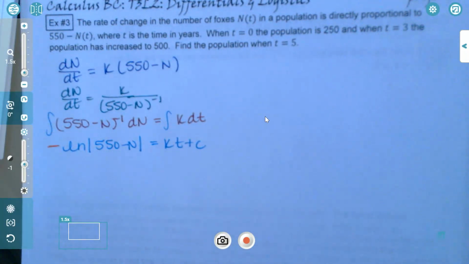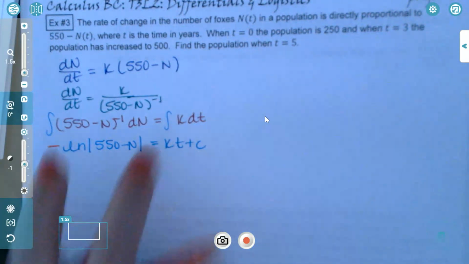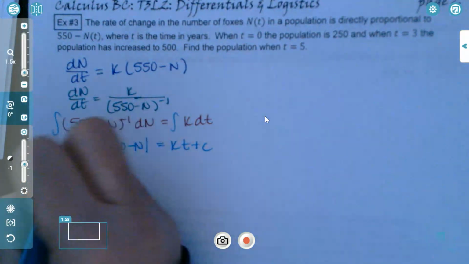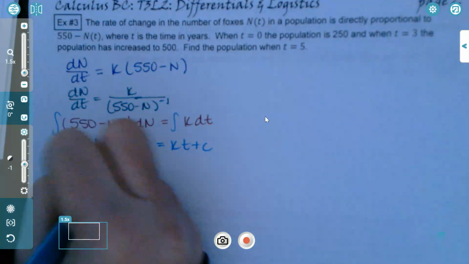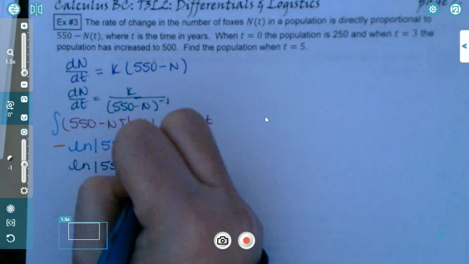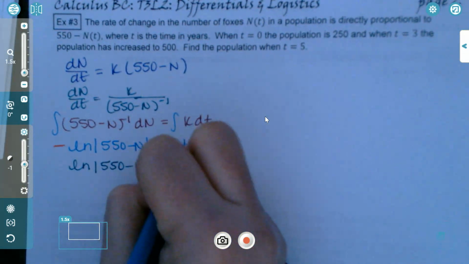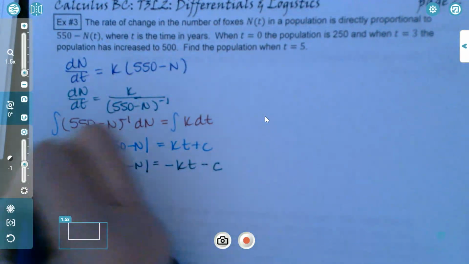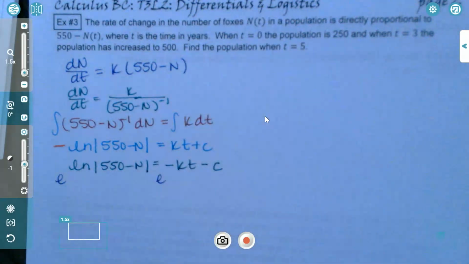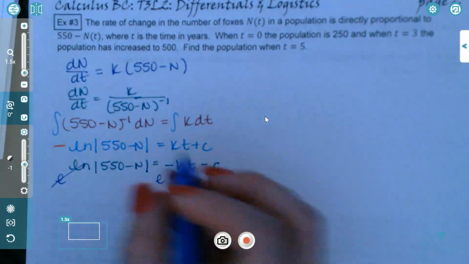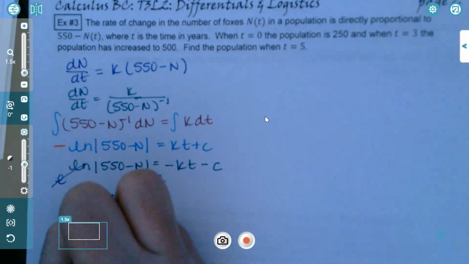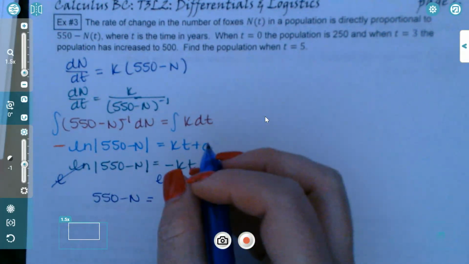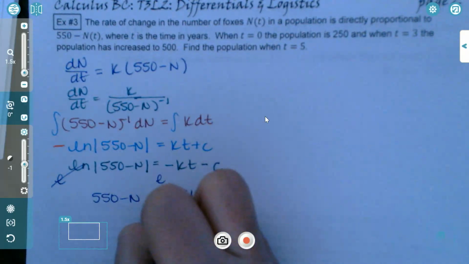All right, now from here, basically I'm going to go ahead and divide by that negative. So the left side's going to stay ln absolute value of 550 minus n. The right side's going to become negative kt minus c. And now we're going to take e to get rid of the ln. Okay, so that's going to cancel these. So I'm going to just be left with 550 minus n equals e to the negative kt minus c.